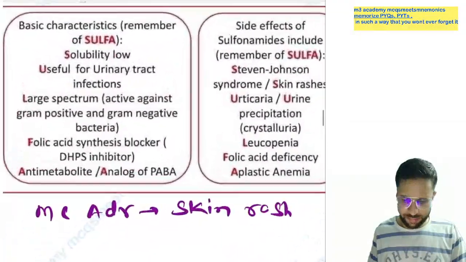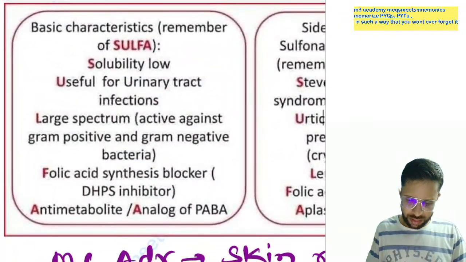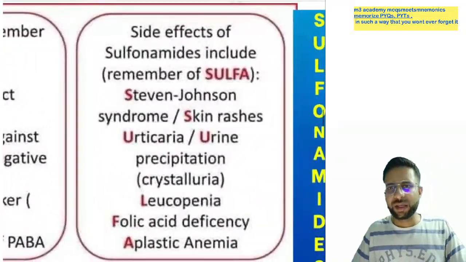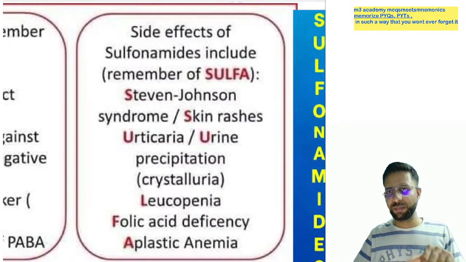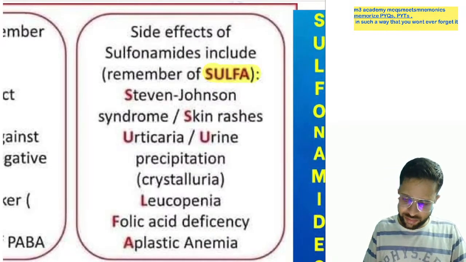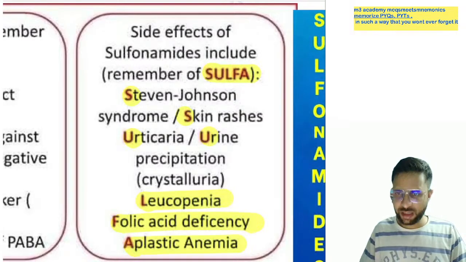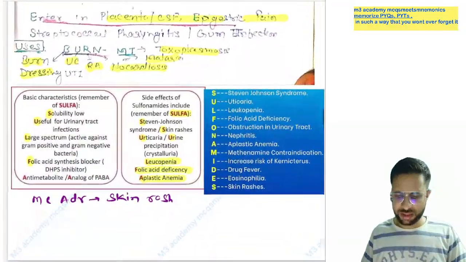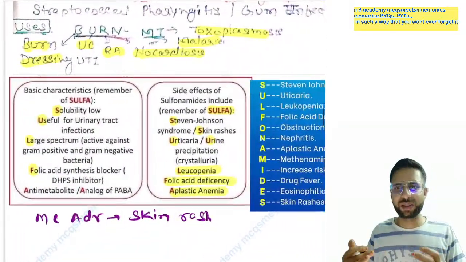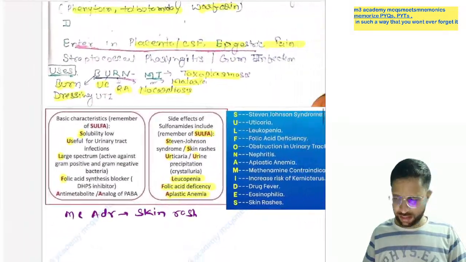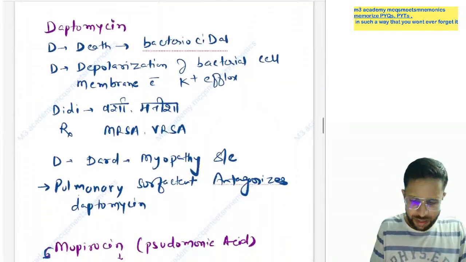We already saw this. Also, you can remember this mnemonic: sulfa, low solubility, useful for UTI, large spectrum, folic acid synthesis blocker, antimetabolite, analogue of PABA. This drug is not effective in the presence of pus. Side effects you can remember by sulfa: Stevens-Johnson, skin rash, urticaria, urine precipitation, leukopenia, folic acid deficiency, and aplastic anemia. Just for sulfa drugs you can speak about the features and side effects. Most common side effect is skin rash. Yes. So our next antibiotic is daptomycin.